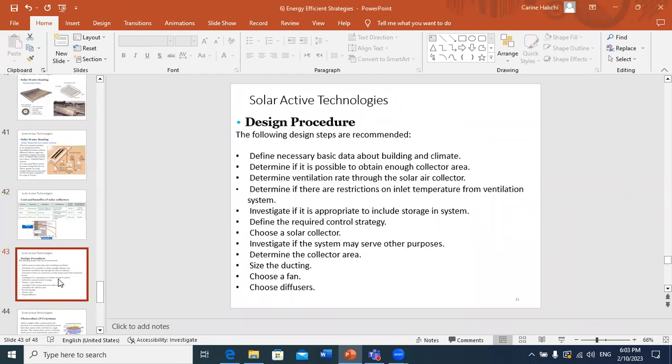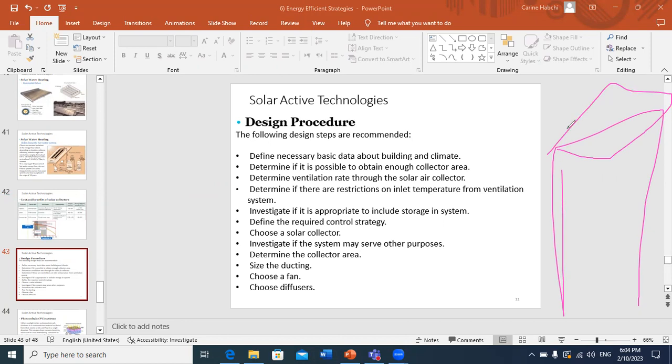Now, what are the design procedures that we should follow whenever we want to design solar active technologies? We should look at different parameters and follow different design steps. First, we should define the basic data about the building and climate. Second, we should determine if it's possible to obtain enough collector area. Sometimes you have the space limit. You have a very tall building, let's say, with high energy consumption, and you have a limit on the roof area. So you don't have a lot of space to put your collectors.